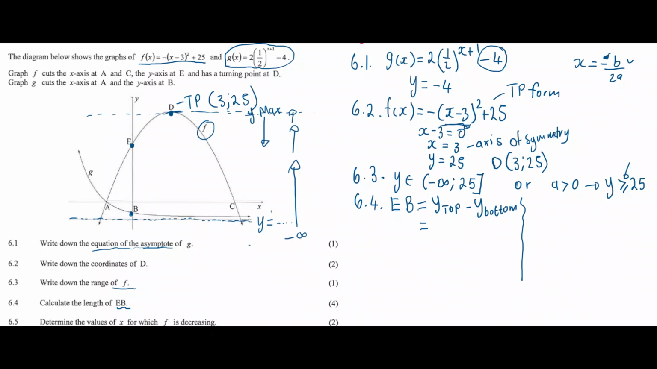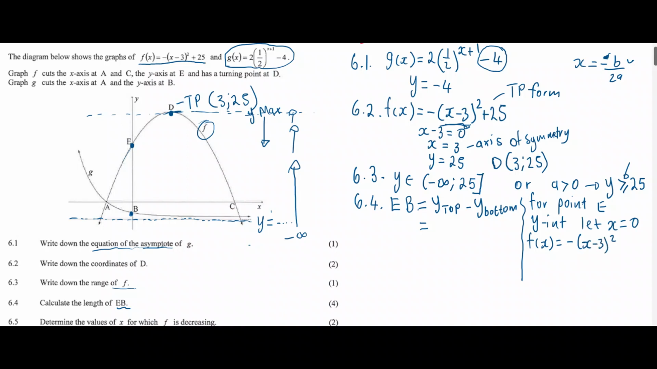We're having E and B as our points on the y-axis, so these are y-intercepts, and we will look for the coordinates of both points, point E and point B. For point E, that's the y-intercept for function f. So we let x be 0 for that specific function. So what is the equation of the function?